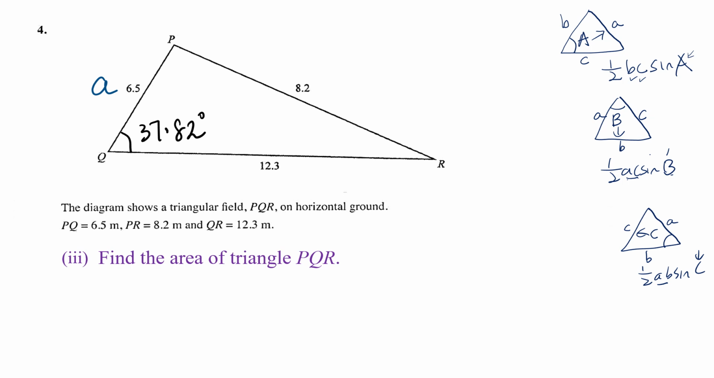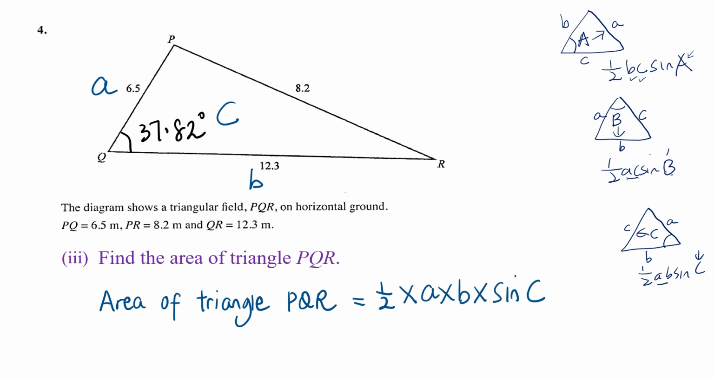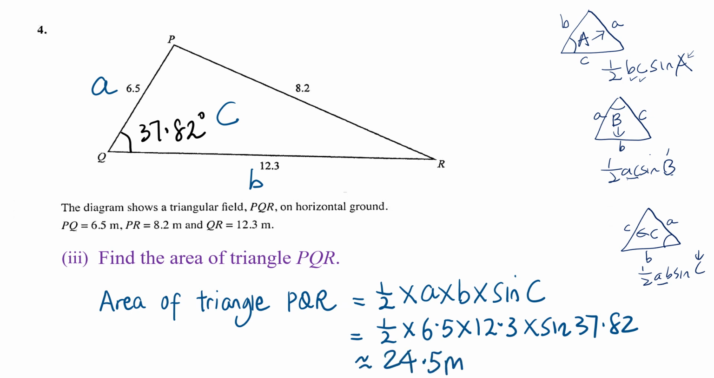Right, so here we already found angle PQR, which is 37.82. So I'm going to label it as angle C. The other two sides will be a and b, so we can use half ab sine C here. Substitute in side a as 6.5, side b as 12.3, angle C as 37.82. You use a calculator, and you work out the area to be 24.5 meters squared. All right, so that's all for this video.